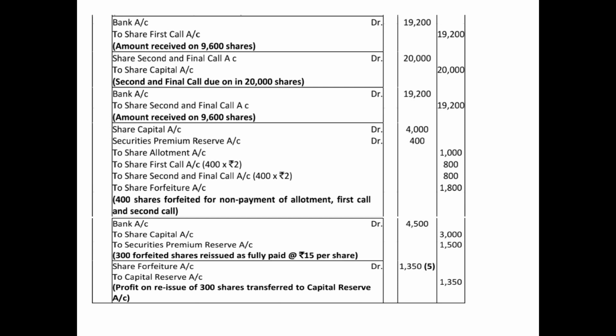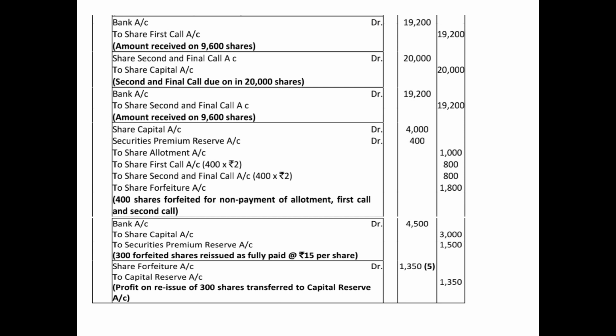So we will pass the entry for reissue as: bank account debited with the amount of 15 rupees on 300 shares, that is 4500. To share capital account with the face value excluding premium. So if 5 rupees is the premium, 10 rupees is the face value, so 10 on 300 shares, that is 3000. To securities premium reserve account with the amount of premium money, that is 1500.